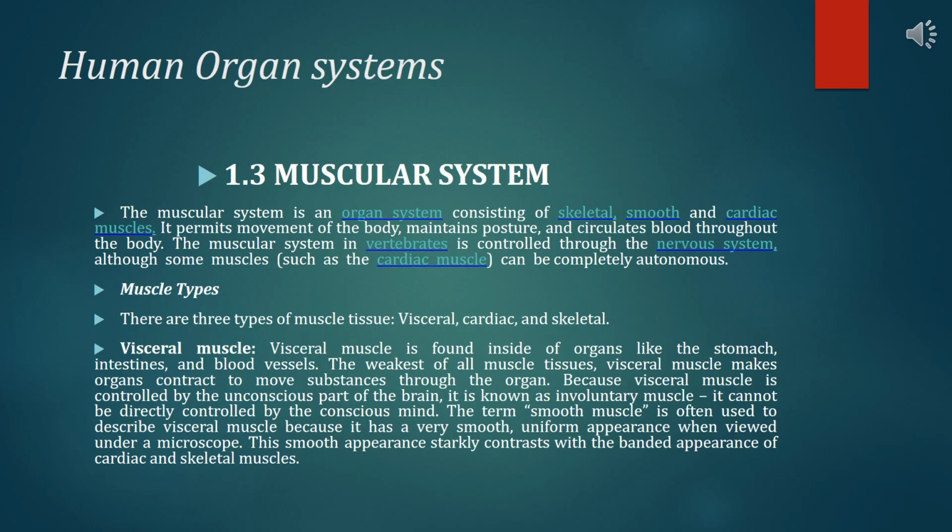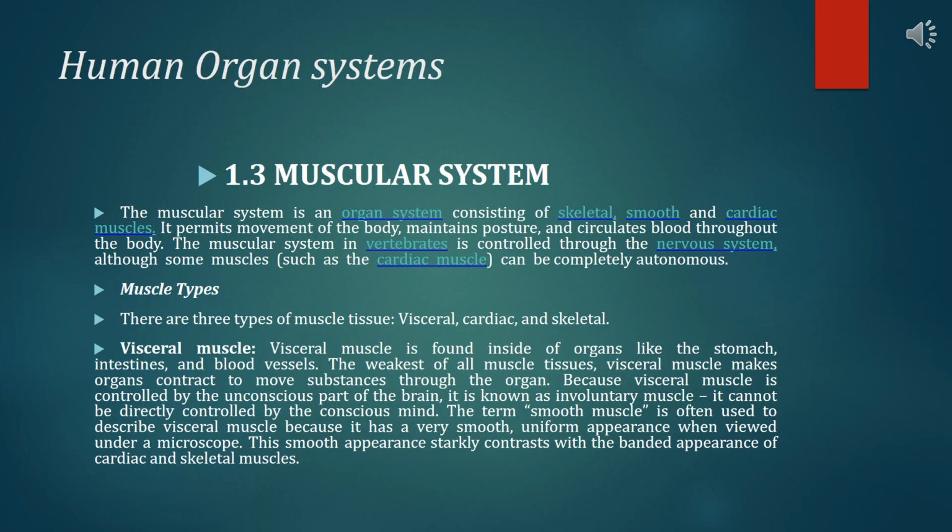Muscle types. There are three types of muscle tissue: visceral, cardiac, and skeletal. Visceral muscle is found inside of organs like the stomach, intestines, and blood vessels. The weakest of all muscle tissues, visceral muscle makes organs contract to move substances through the organ. Because visceral muscle is controlled by the unconscious part of the brain, it is known as involuntary muscle. It cannot be directly controlled by the conscious mind.